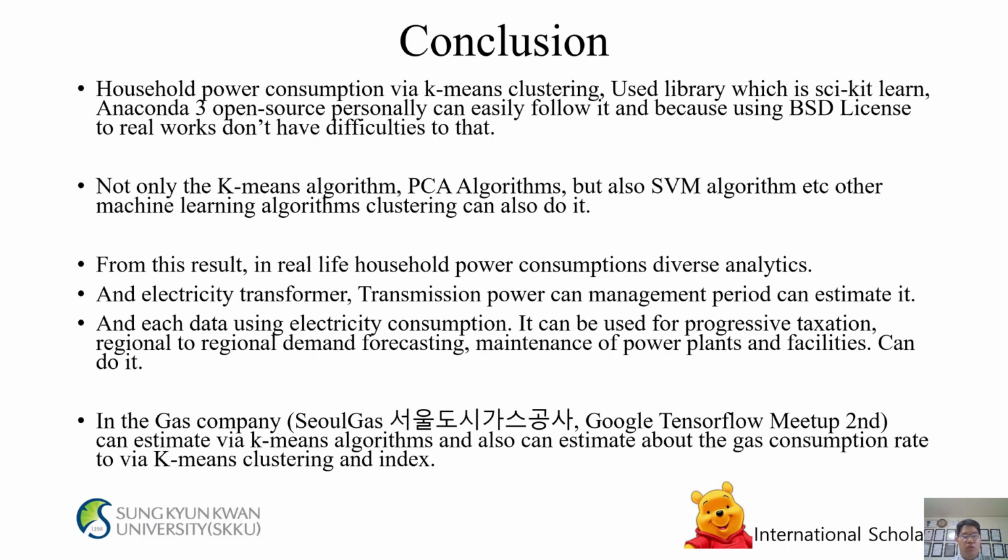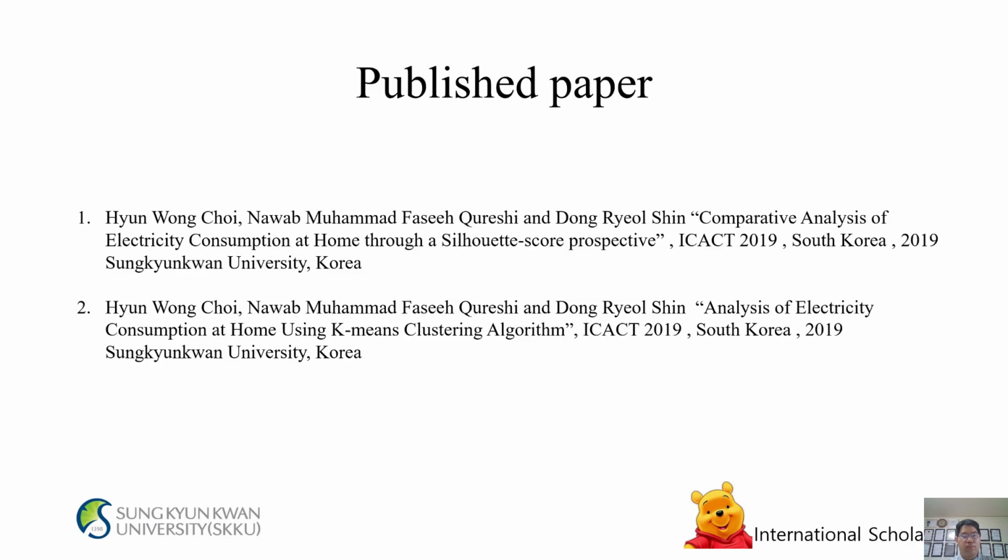From this result, in real life, household power consumption, diverse analytics, and electric transformer transmission power management can be estimated. And using each data on electric consumption, it can be used for progressive taxation, regional demand forecasting, and maintenance of power plants and facilities. In the gas company, Seoul Gas, and the Google TensorFlow Meetup second 2017, it can be estimated via K-means algorithms, and also the gas consumption rate can be estimated via K-means clustering and index.